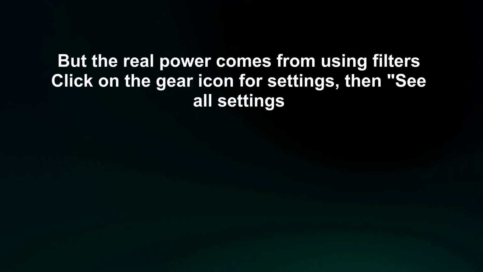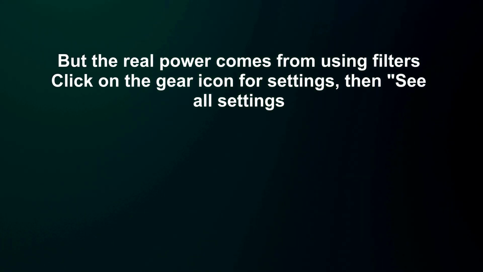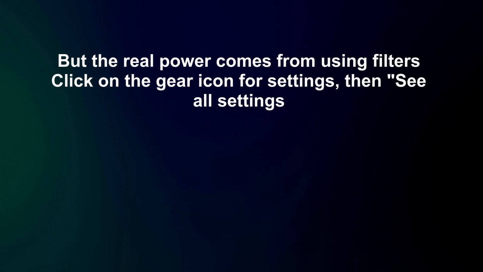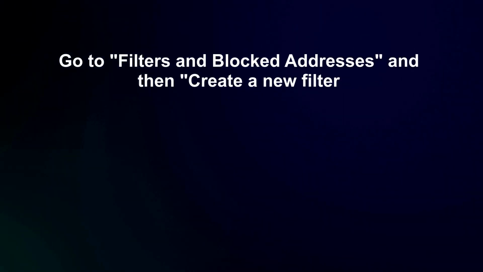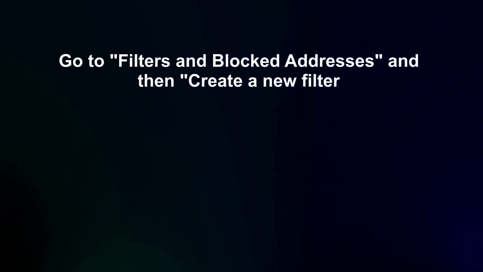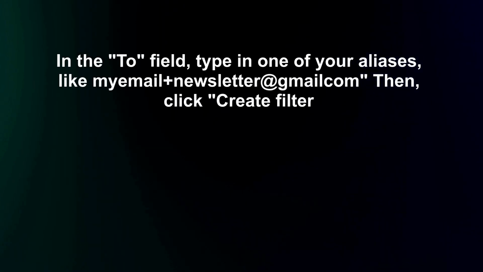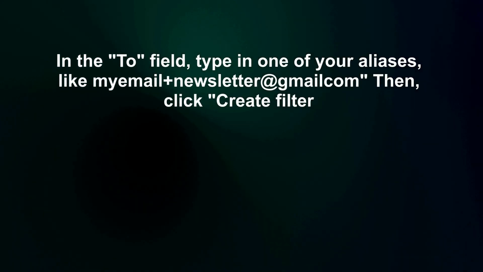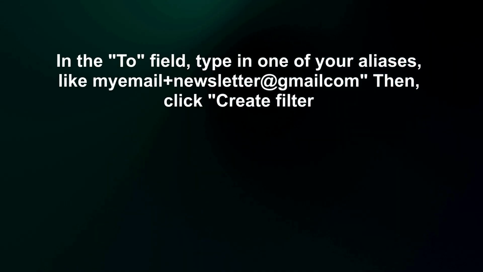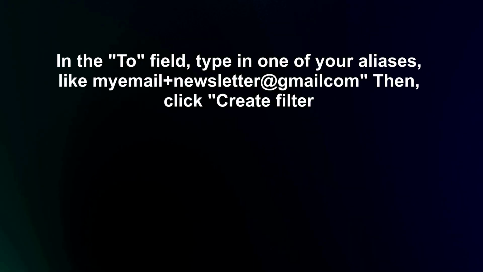Pretty cool, right? But the real power comes from using filters. Click on the gear icon for settings, then see all settings. Go to filters and blocked addresses and then create a new filter. In the to field, type in one of your aliases, like myemail+newsletter@gmail.com, then click create filter.